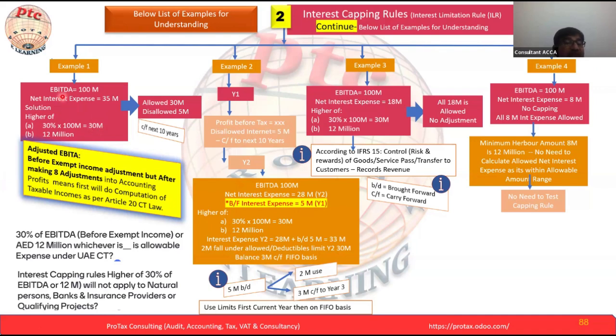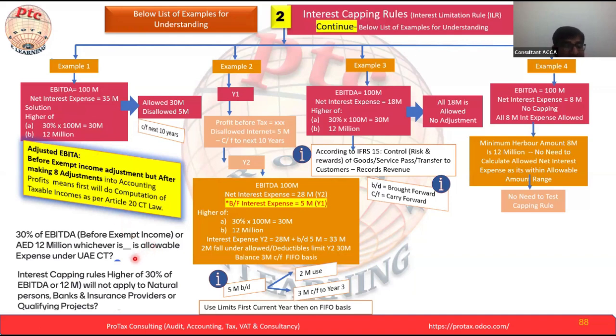But here, because the example is simple, we have the EBITDA only. There is no other information. So we are considering this as the adjusted EBITDA, and we applied 30% of this directly. But here we are understanding that we cannot simply apply it on the accounting profit. We have to calculate the EBITDA first, then we apply 30%, and that 30% will be our interest limitation rule. Hope this point is clear.